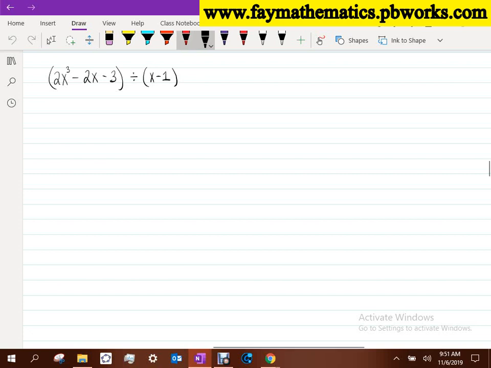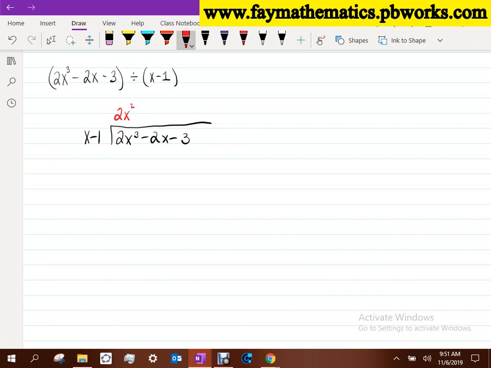So when we write this, you write x minus 1, and then underneath the division, you have 2x cubed minus 2x minus 3. Okay, don't write all that yet. If I'm thinking about what I need to multiply by x minus 1 to get this 2x cubed, what would it be? 2x squared.